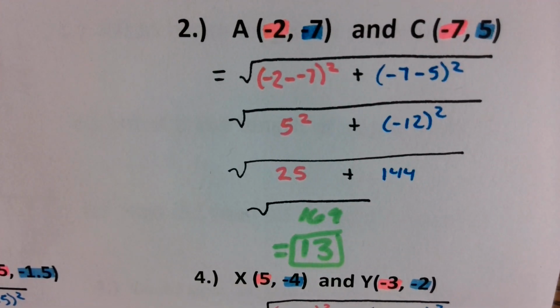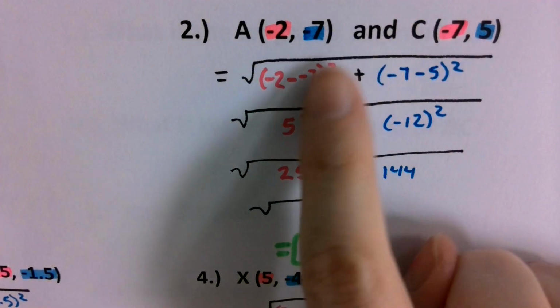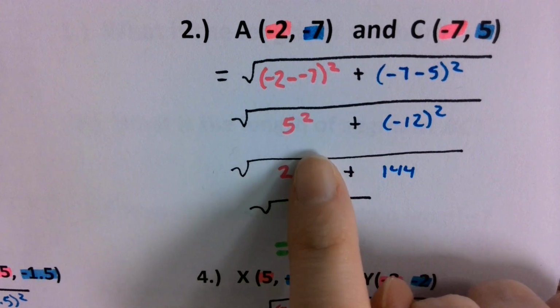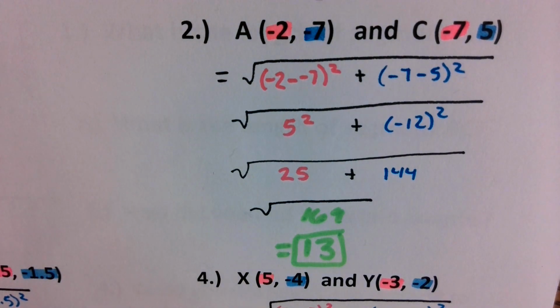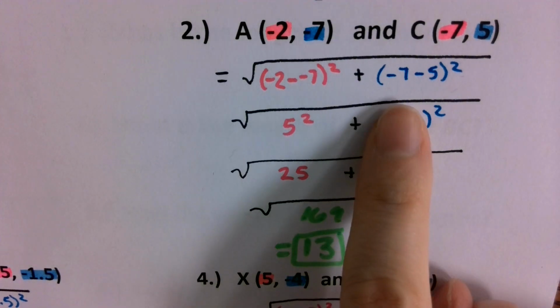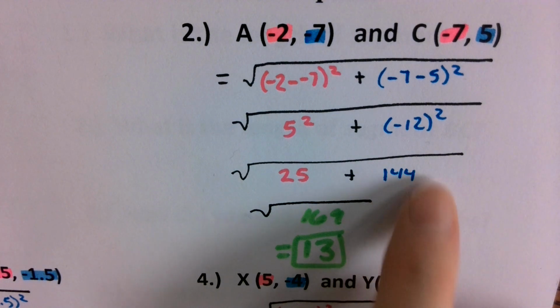All right, let's go ahead and go over it. For problem number 2, you should have gotten 13. You would have subtracted your x's, negative 2 minus negative 7, which gives you 5, and you'd square it, gives you 25. Subtract your y's. You'd have negative 7 minus 5, that gives you negative 12. You'd then square negative 12 and get 144.